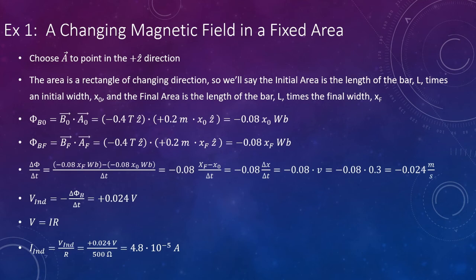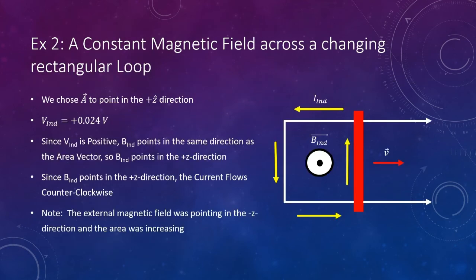And we have all those quantities, so we can get that change in flux over time, and the induced potential is the negative of that. Once you get that induced potential, you can use Ohm's law, V equals IR, to get the current going through that loop. So let's look at how we can do the signs for this. So again, I chose the area vector to point in the plus z direction, out of the screen, out of the page. And we solve for the induced potential being plus 0.024 volts. So since we had a positive potential, our induced magnetic field points in the same direction as the area vector, which is the plus z direction.